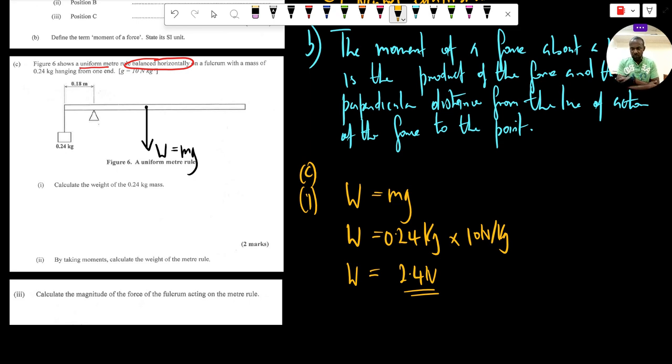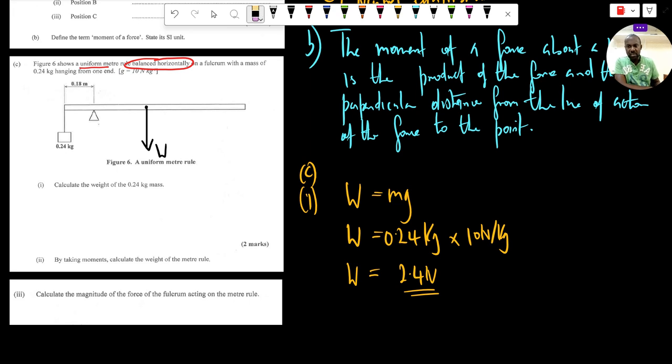Now, do we know the weight of the meter rule? Currently we don't, because in part 2 we're told to calculate the weight of the meter rule by taking moments, right? So by taking moments, we want to calculate the weight of the meter rule. Now, let's look at the diagram here.